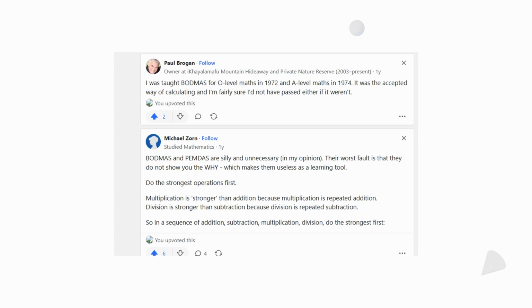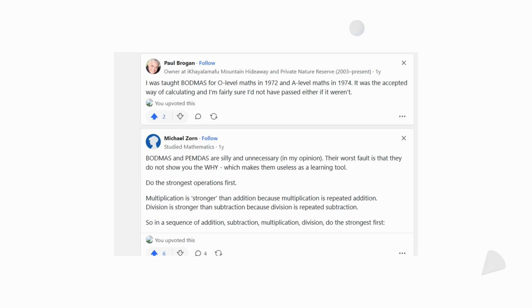And BODMAS. BODMAS is typically the acronym used a lot in the UK for brackets, I believe orders, division, multiplication, addition, subtraction. Now, it's a six-letter acronym, but the order of operations used in the UK is the same thing as PEMDAS, which is a common acronym used in North America for parentheses, exponents, multiplication, division, addition, subtraction.